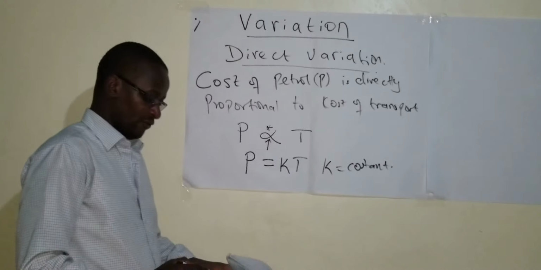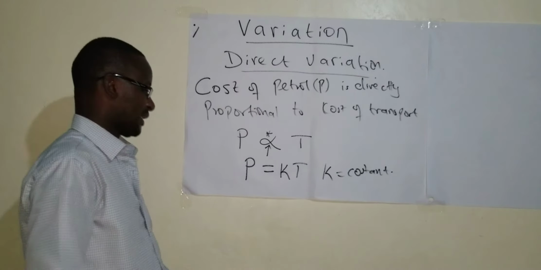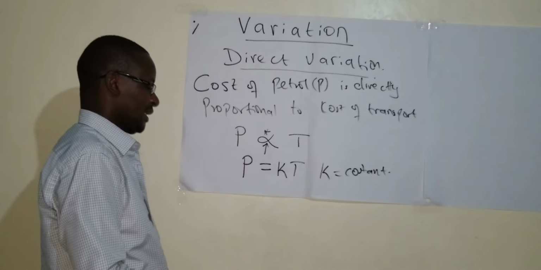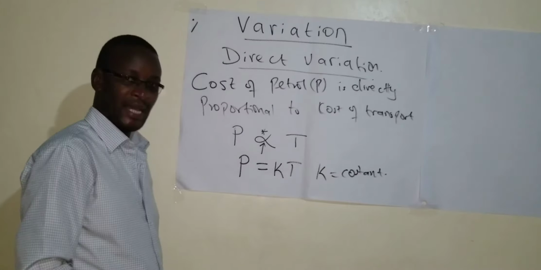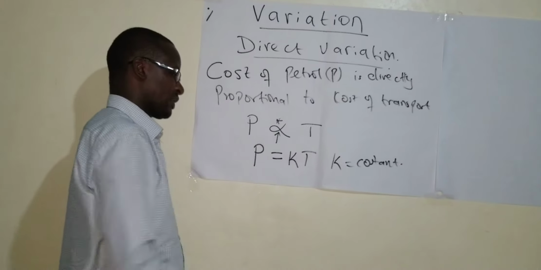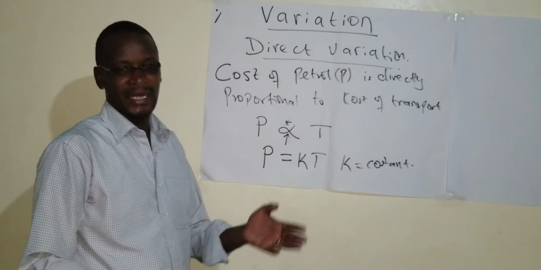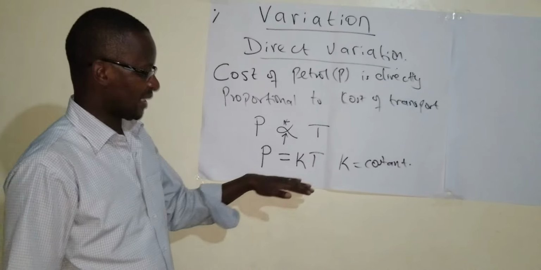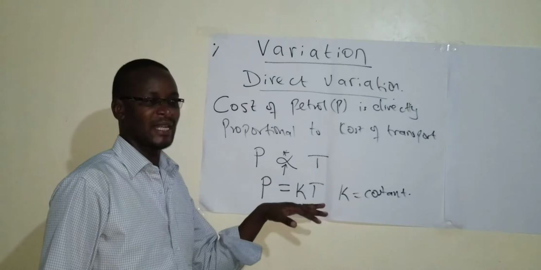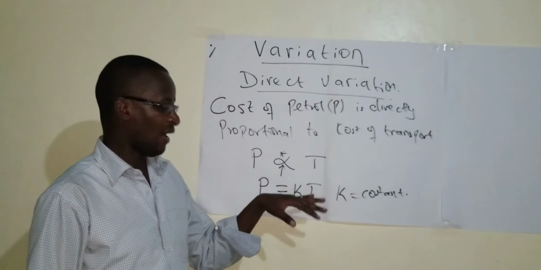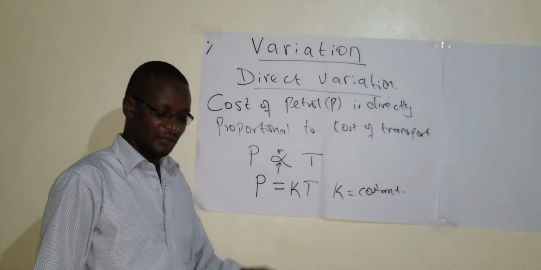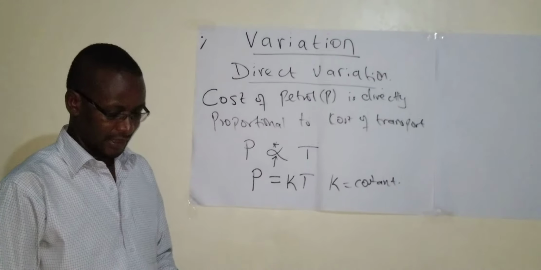When you're given more information, you can be able to get P in terms of T by getting the actual constant. Constant here is a number. It can be a fraction, it can be a negative, it can be anything, but it is a number. It may not necessarily be an integer. It doesn't have to be a whole number. It can even be a fraction or even decimals. Let's do an example here.